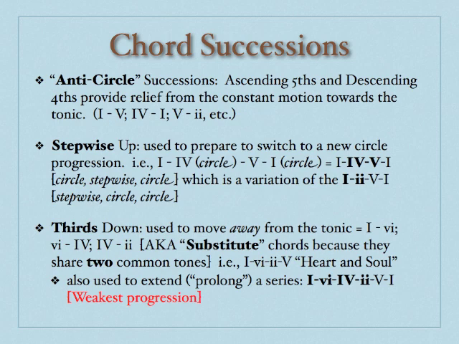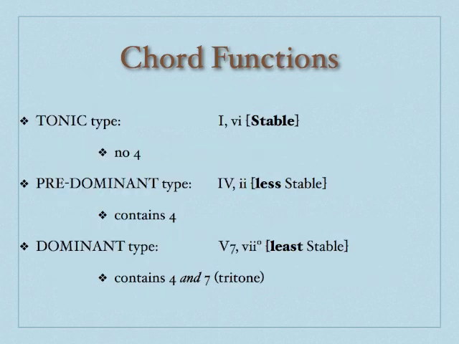So instead of going 1-5-1, maybe you want to go 1-4-5-1, but I want to stretch out that middle part. So 1 to 6 is a third progression, 6 to 4 is a third progression, 4 to 2 is a third progression, and once I'm at 2, then I can do a circle progression to get to 5 and then to 1. So you can stick those little chords in there to prolong any progression that you're working on.